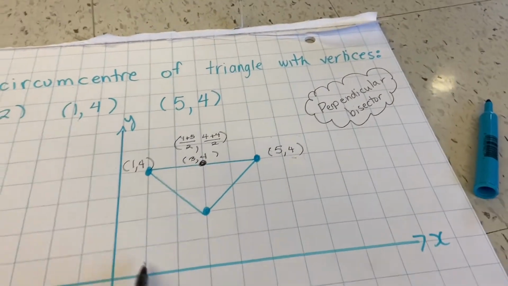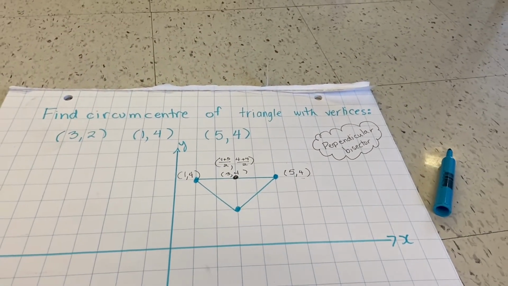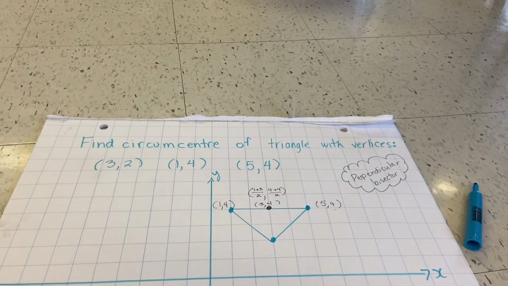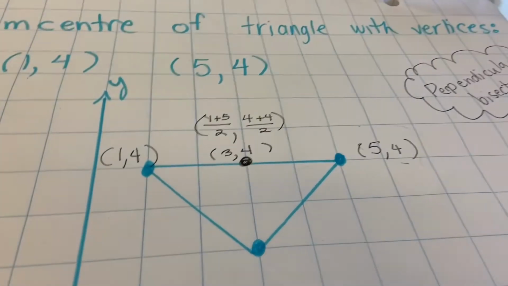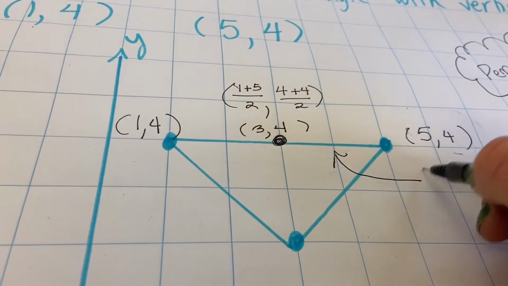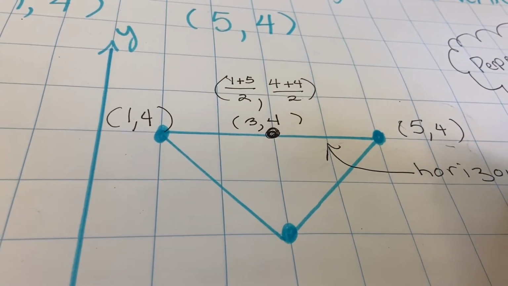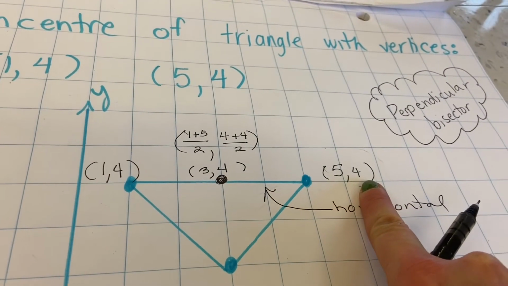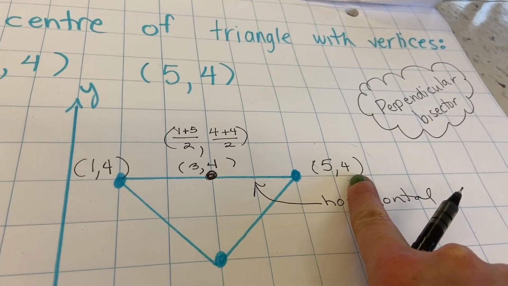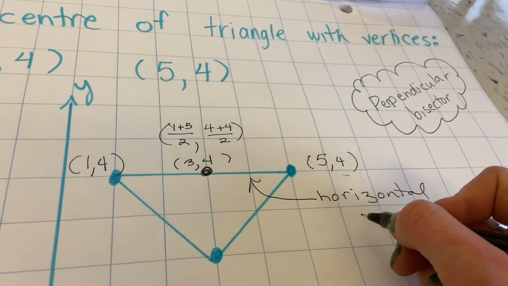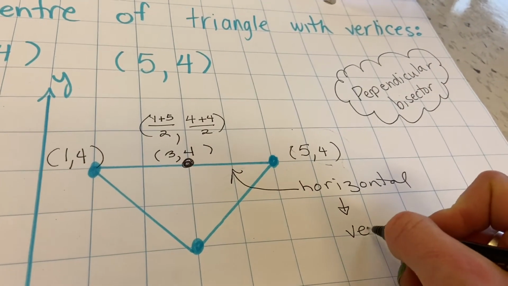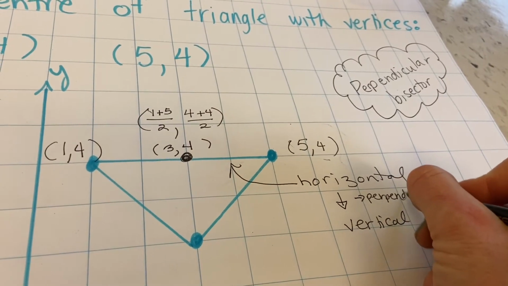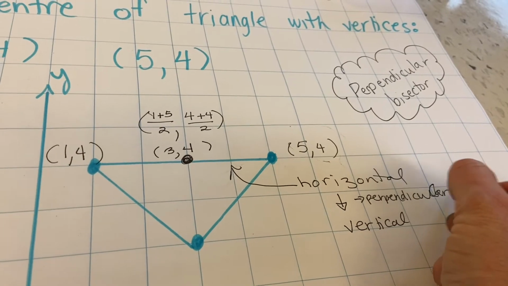Now, I found the bisector part. Now I want to find the perpendicular part. This question is actually easier than most, because we know that the top of that triangle is horizontal. It's horizontal because this y and this y are the same. It's not going up, it's not going down, it's staying level. It's staying at the exact same y. And we know that perpendicular to horizontal is vertical.